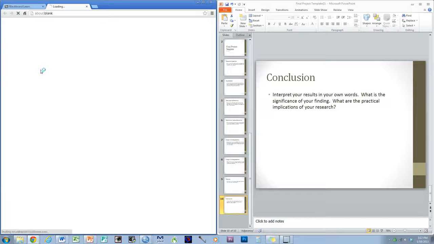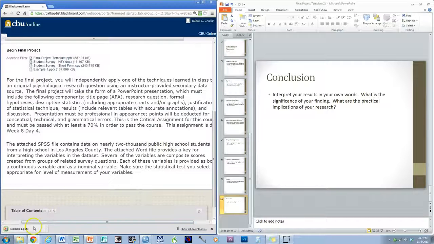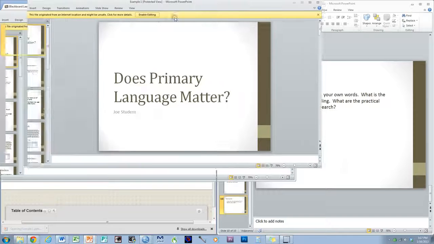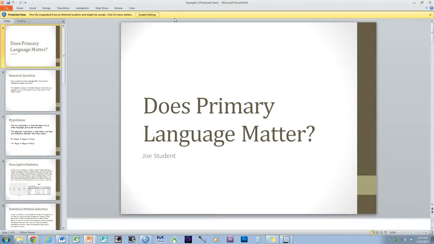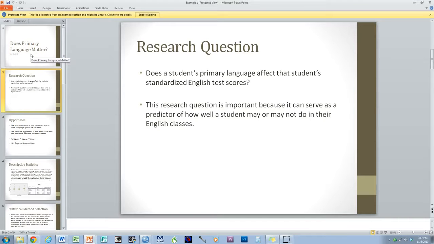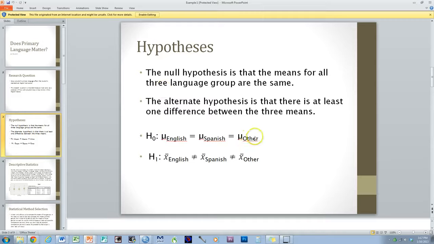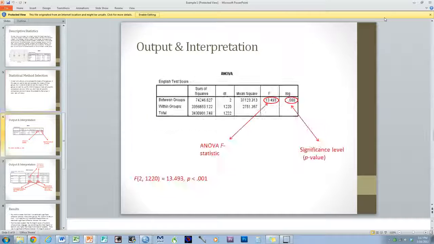There's also an example of someone else's work. Let's take a look at that. So this is one that somebody else did in an earlier class. Their name wasn't just student, I changed it so it would be confidential. So in this case, they asked, does a student's primary language affect that student's standardized English test scores? So notice that it's written as a question, and then they explain why it was important. Their implications. Hypotheses, they use the formal convention. You might have to cut and paste from Word if you can't get it to pop up like this in PowerPoint, not Excel.